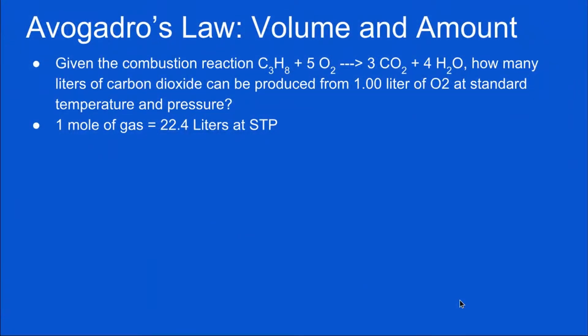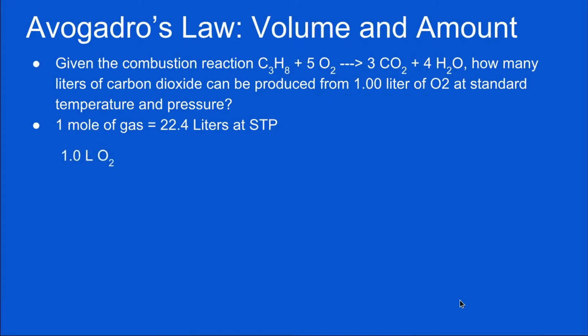And we can use this idea to answer more complicated questions, or questions that seem more complicated, but it just goes back to our stoichiometry unit. Now, a problem might be something like, given the combustion reaction of C3H8 plus 5O2 yields 3CO2 plus 4H2O, how many liters of carbon dioxide can be produced from 1 liter of O2 at standard temperature and pressure? And so it's just like the problems that we did when we're dealing with mass of a certain compound. We're only using liters instead, knowing that we are at standard temperature and pressure.